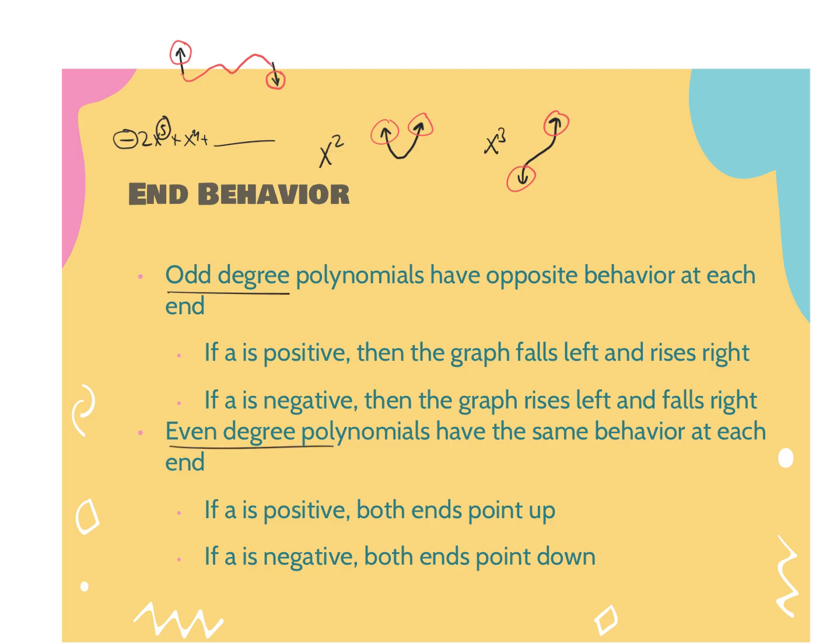Odd degree polynomials are going to have opposite behavior at each end. Think about the odd opposite: O goes with the O. So they're going to go in opposite directions. If a, your leading coefficient, is positive, then it's going to fall to the left and rise to the right. As you go in this direction, it's going to go down, and as you go in this direction to the right, it's going to go up. So it's going to rise.